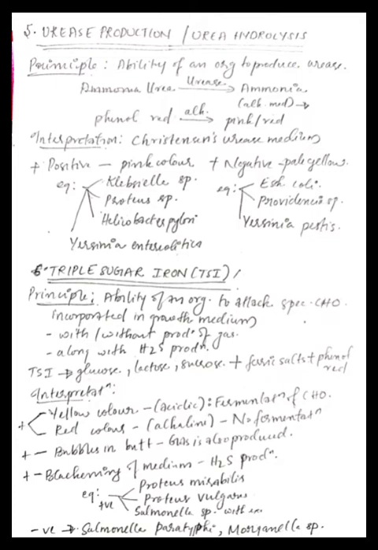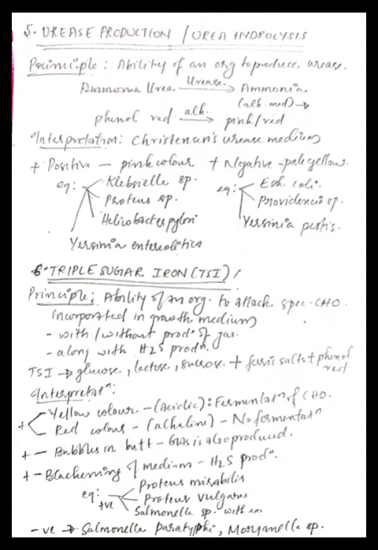The TSI medium consists of sugars like glucose, lactose, and sucrose, and ferric salts so that H2S can be identified, and phenol red as an indicator of acid formation. For interpretation, if there is yellow color, the medium is acidic, meaning fermentation of carbohydrate has occurred. If the medium is red, it is alkaline, so there is no fermentation. If there are bubbles in the butt, gas is produced. If there is blackening of the medium, there is H2S production, which is produced by Proteus mirabilis, Proteus vulgaris, and Salmonella species.